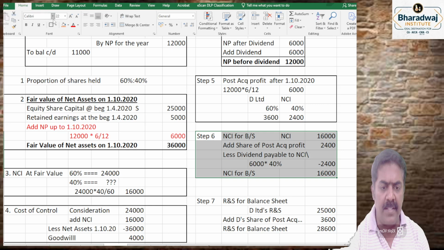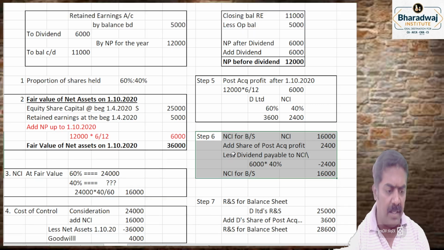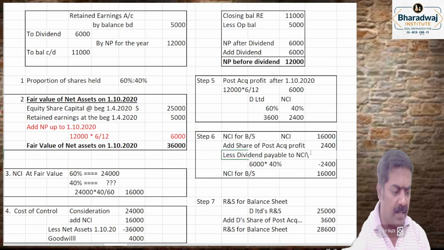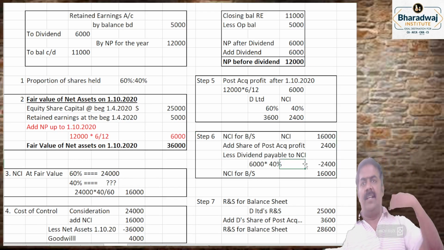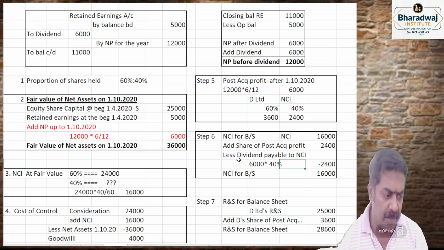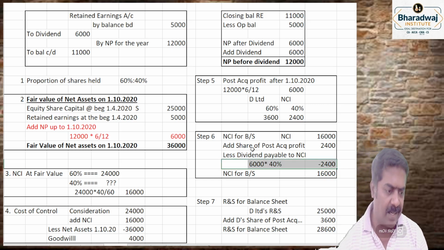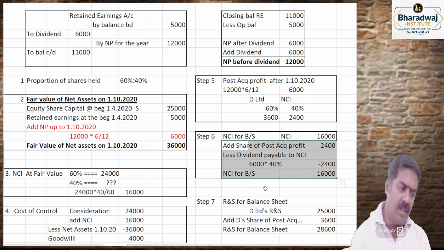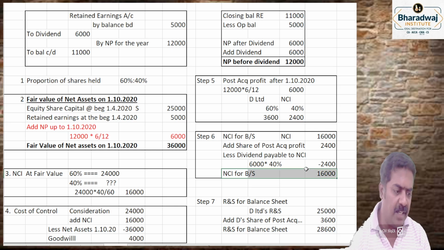Dividend payable to NCA, we deduct and show in current liability. Why? It is payable. NCA are outside shareholders. So that 40% we pay. Accidentally, it becomes the same. Need not be. NCA for balance sheet is 16,000.